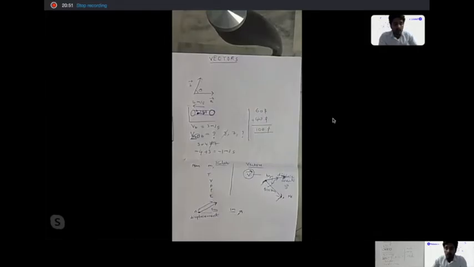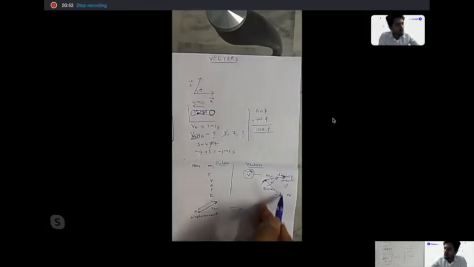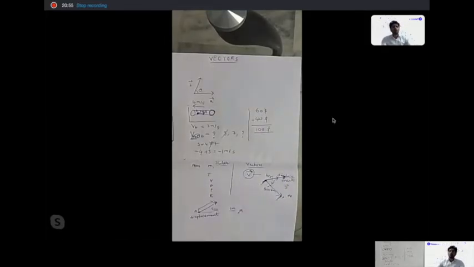But you see the directions are different. Therefore, I have indicated it in another direction. Now, this is what a vector is in short. It has a magnitude as well as a direction. Clear? Now, let's talk of addition of these vectors.